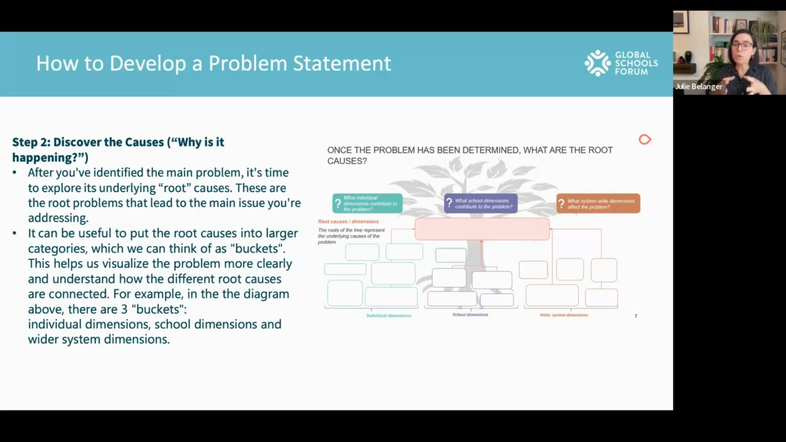Then there's what school dimensions maybe contribute to the problem. So maybe the school has really large class sizes, or not enough infrastructure, not enough books and resources, or bad internet, or bad school leaders that don't provide enough instructional leadership, whatever it might be. And then think about wider system dimensions that might affect your problem. So what is it that the system is not supporting teachers to have effective practices in the classroom? And so this might help you organize your root causes a little bit.